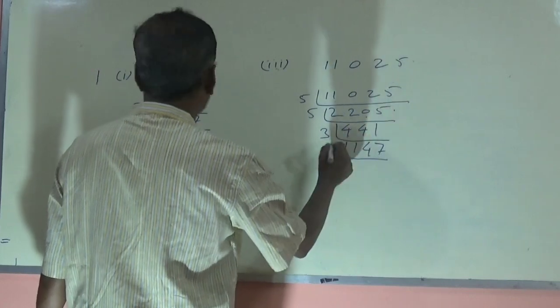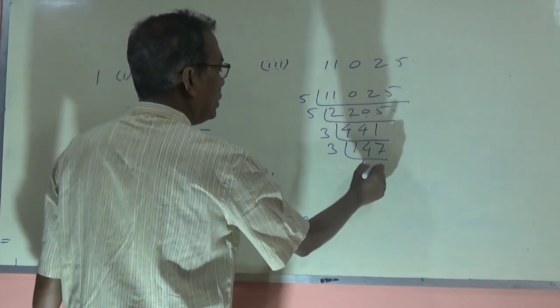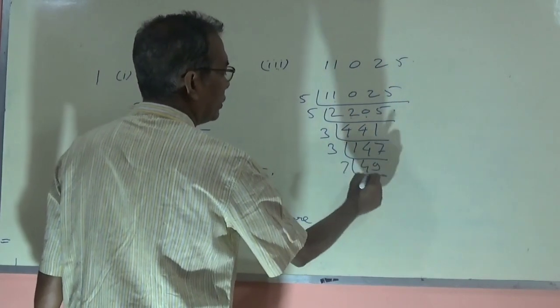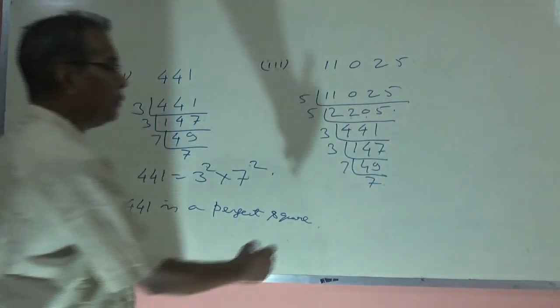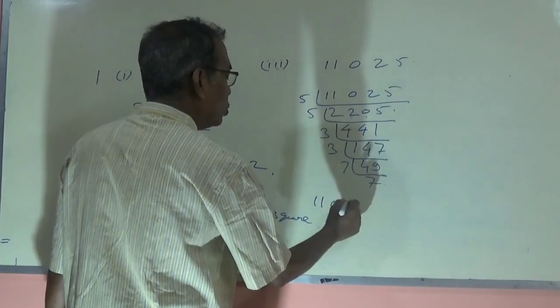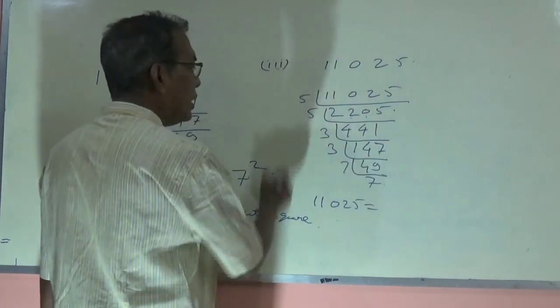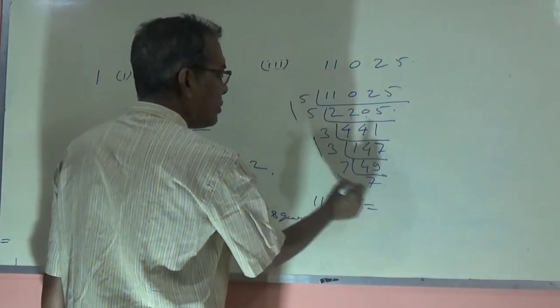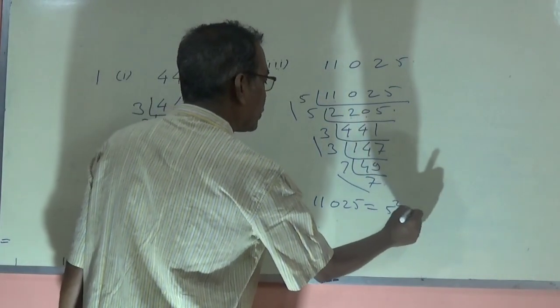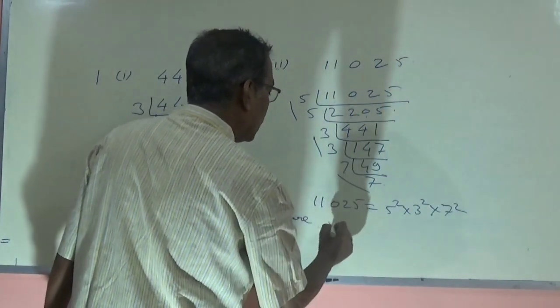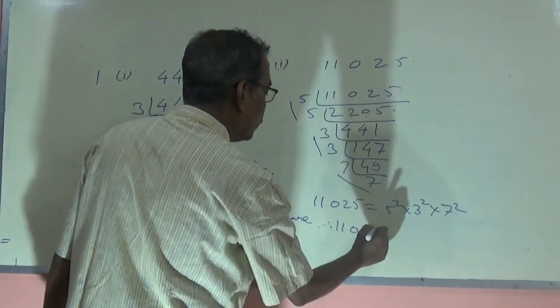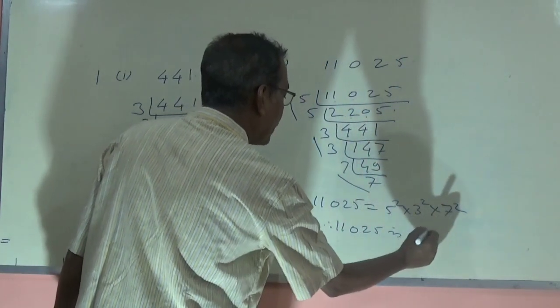And this one is 3 again. It is 49. And this is 7. So I am finding further it's not possible to divide. So therefore you can write double 1 0 to 5 as 5 square, 3 square and 7 square. So therefore double 1 0 to 5 is a perfect square.